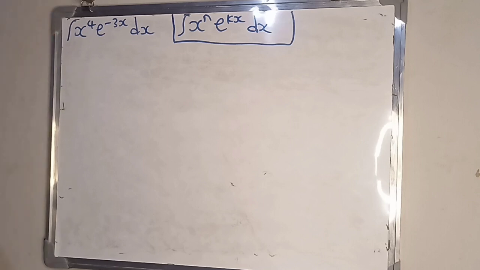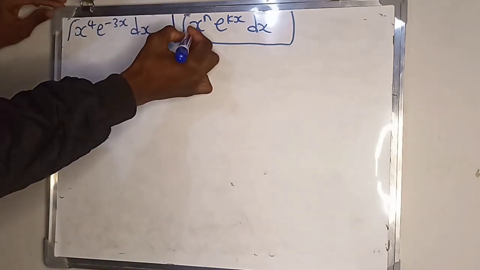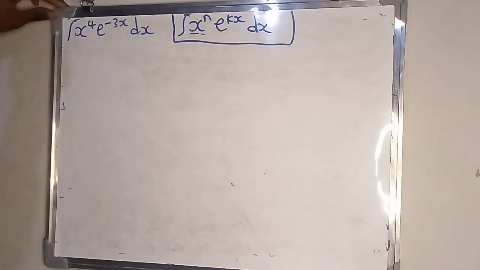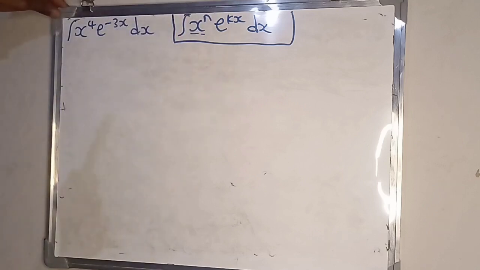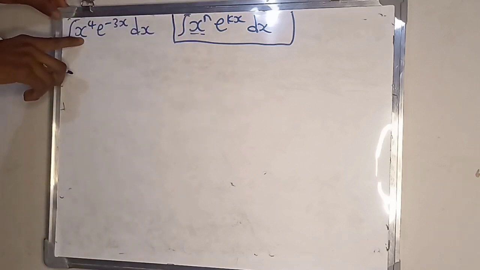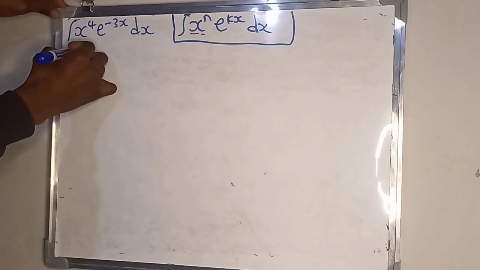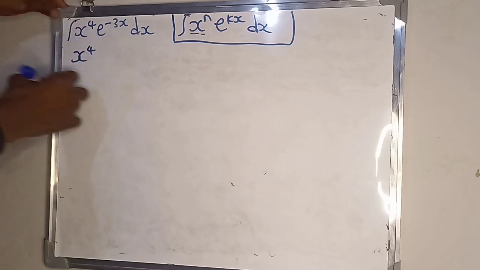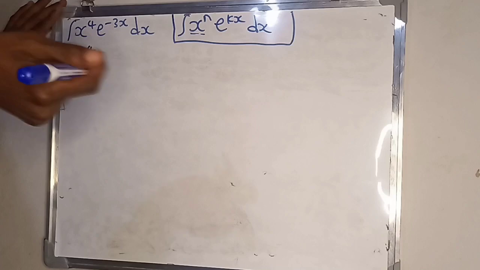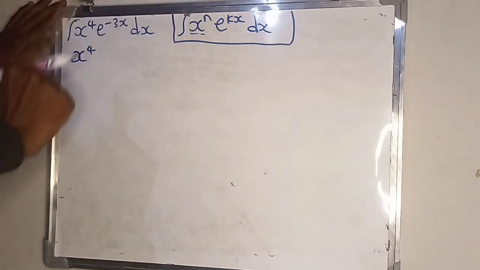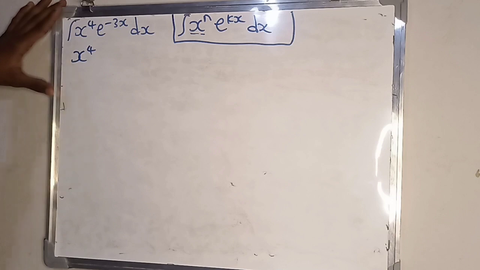With the diagonal method, we are going to be differentiating x to the n the number of times until it becomes 0. So you differentiate it n plus 1 times, depending on your n. Now you are having x to the power 4, so you must differentiate x to the power 4 5 times, because now your n is 4. You also integrate e to the kx, which in this case is e to the negative 3x, 5 times, since you differentiate x to the 4 5 times. Let's begin.